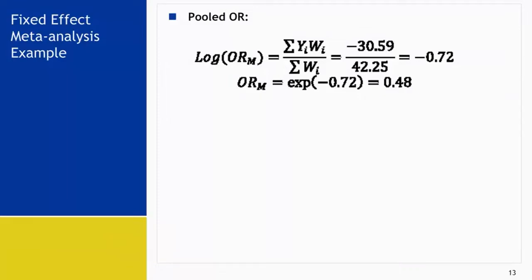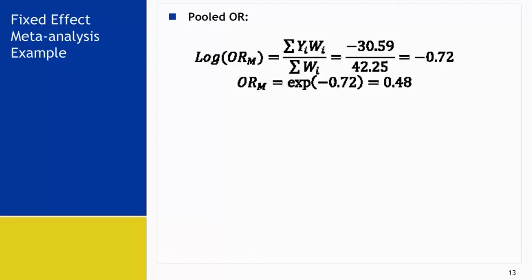It's because, remember the equation to get the pooled odds ratio? For the meta-analysis, you have to take the weighted average of those numbers. The equation says the log odds ratio for the meta-analysis equals the summation of yi times wi divided by the summation of wi. So that's why those two sums are important. If you go back to the previous slide, the two numbers are minus 30.59 divided by 42.25. That's how you get the log odds ratio of minus 0.72. If we exponentiate that number, we get the odds ratio on the natural scale. So that's how you get your meta-analysis results.